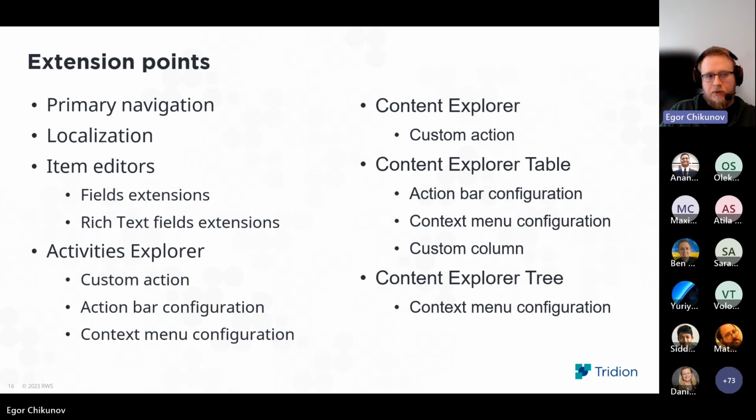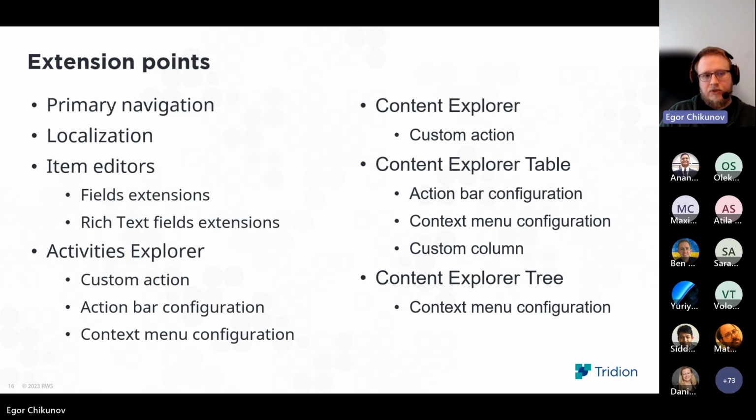Here's a list of extension points that we are providing initially. So we're going to have extension points for primary navigation. We're going to have an extension point that allows you to add localization, so translatable strings. We recommend that all of your strings would be localizable.